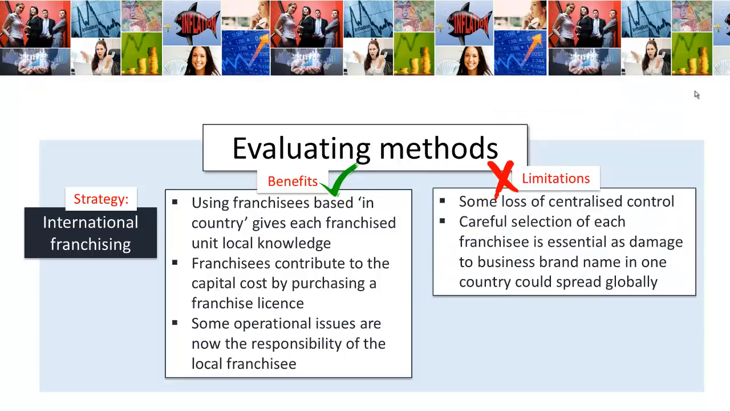Limitations. There's some loss of centralized control. Careful selection of each franchisee is essential. If you select badly, any damage to the business's brand name in one country can spread globally.